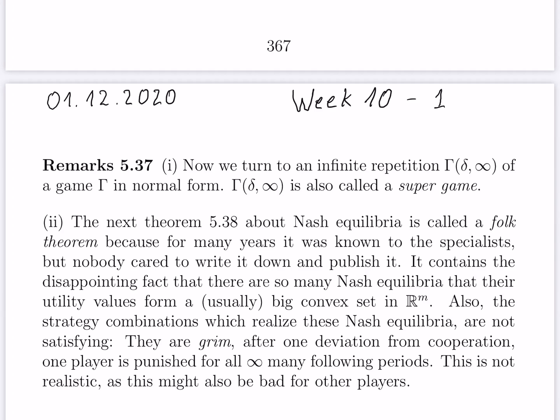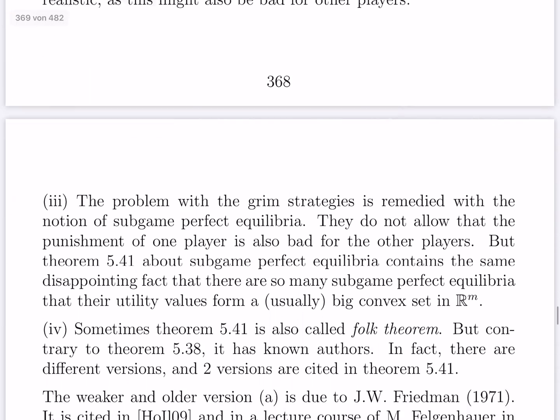And even more disappointing, also the strategy combinations which realize these Nash equilibria are not satisfying. They are grim. That means after one deviation from cooperation from some person, this person is punished for all infinitely many following periods. So this is not realistic, as this might also be bad for other players. Nevertheless, there are such strategy combinations which are Nash equilibria. So the second disappointing fact can be remedied.